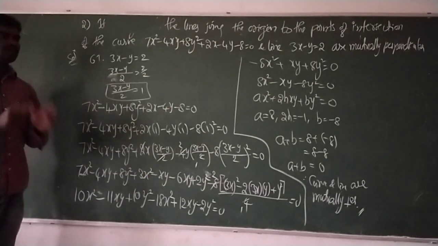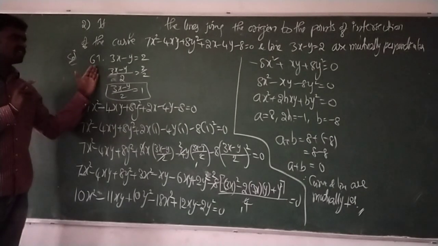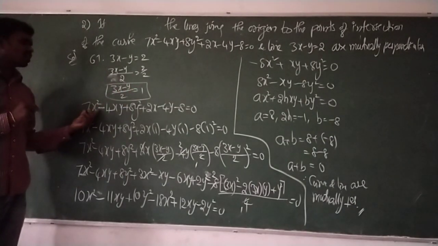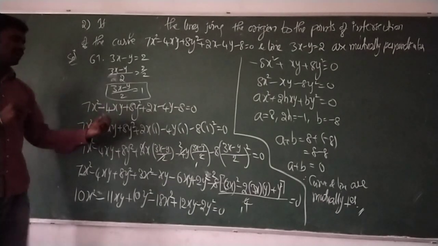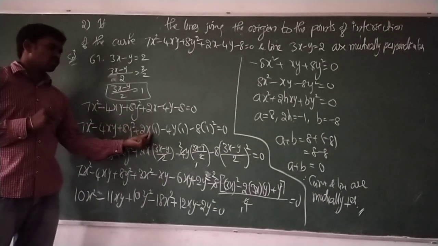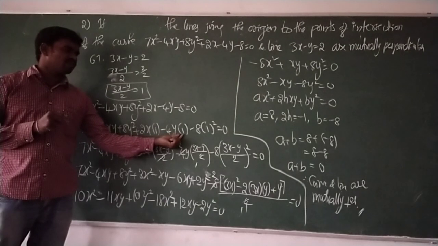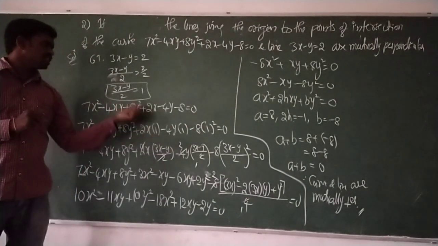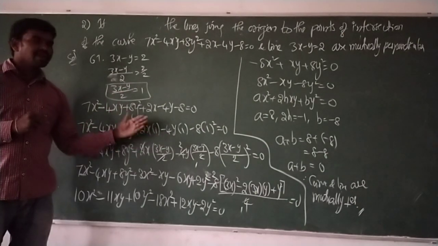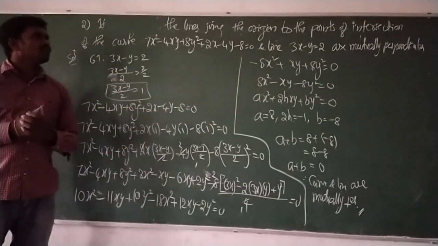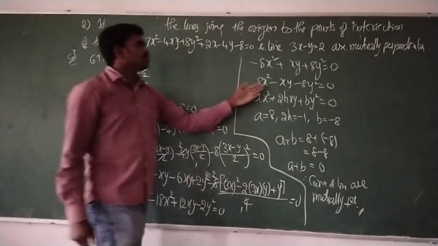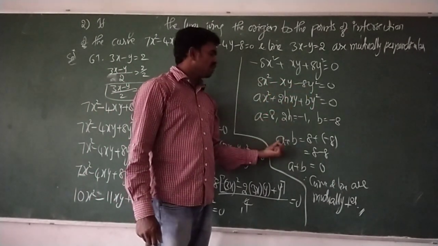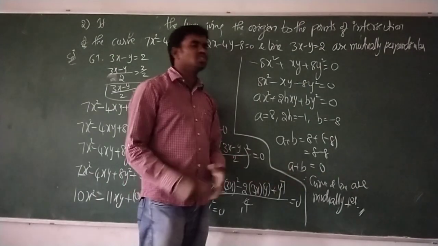Very simple. Take the line equation x plus y is equal to 1, take the curve equation and multiply the x terms with 1, the y term also with 1, and the constant term with 1 square, and substitute 1. Then 3x minus 5 by 2, and simplify. We will get the form of ax square plus 2hxy plus by square. Then what is a, what is b? If a plus b equal to 0, then we can say that they are mutually perpendicular.